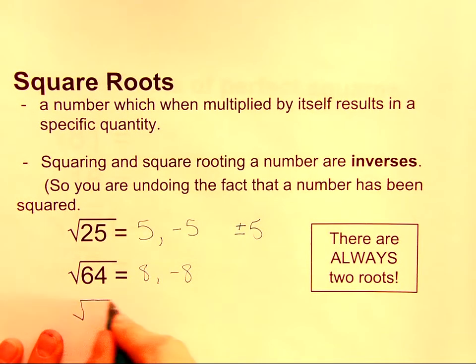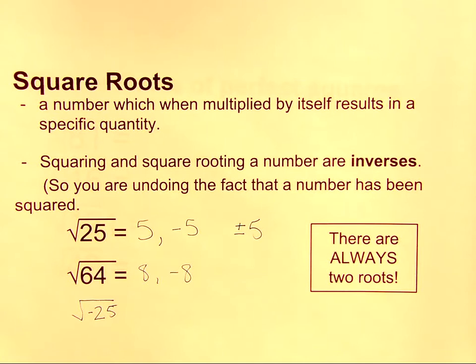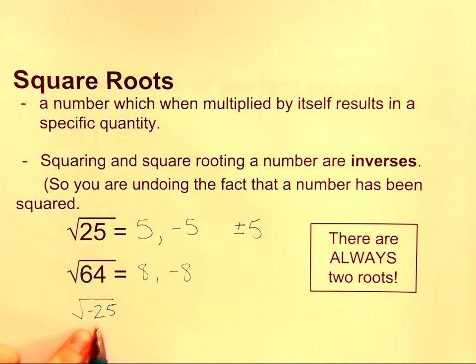Can we take the square root of a negative number? Can we think of a number times itself that will give me a negative number? And the answer is no, it's impossible. Because any number times itself, whether it's positive or negative, is going to be positive. So there's no way I can get a negative number here. So I can't take the root of a negative number.